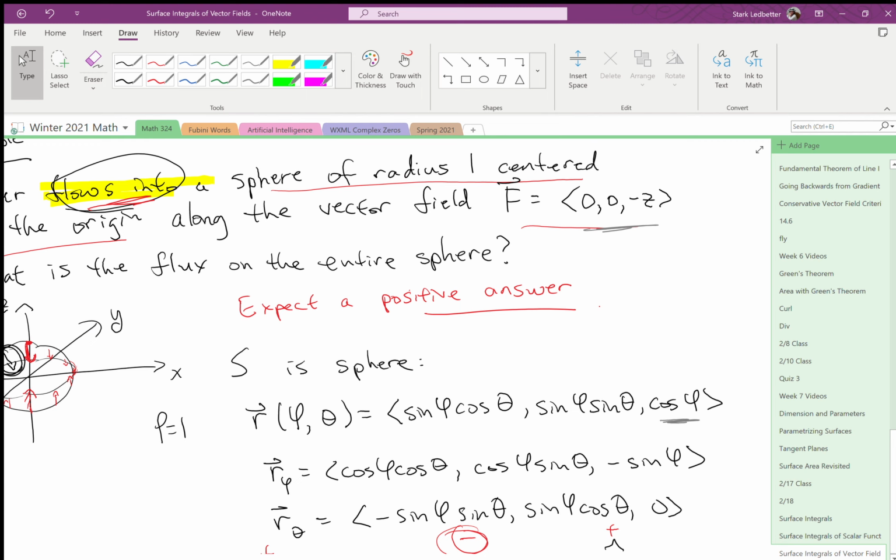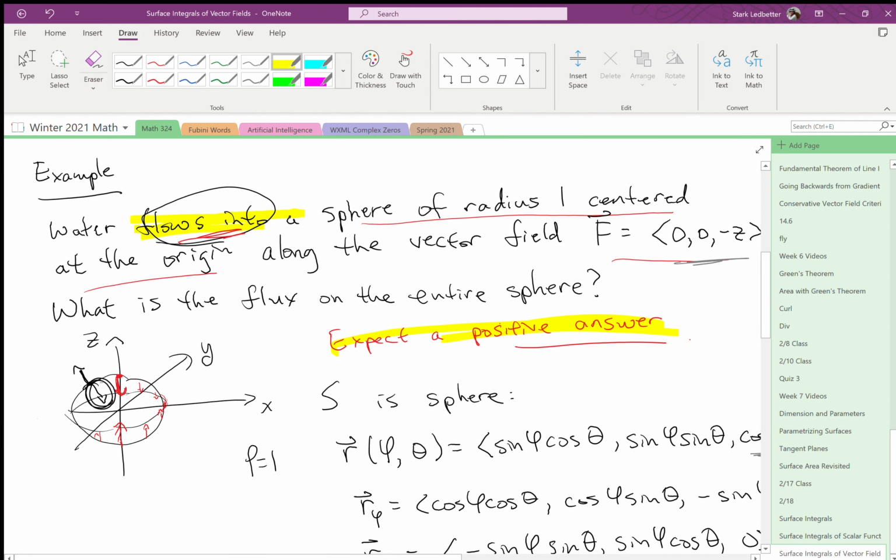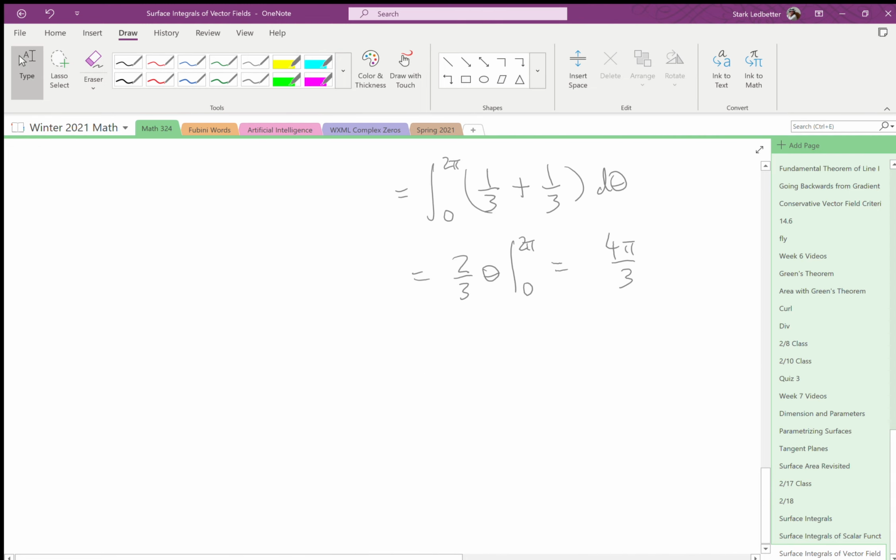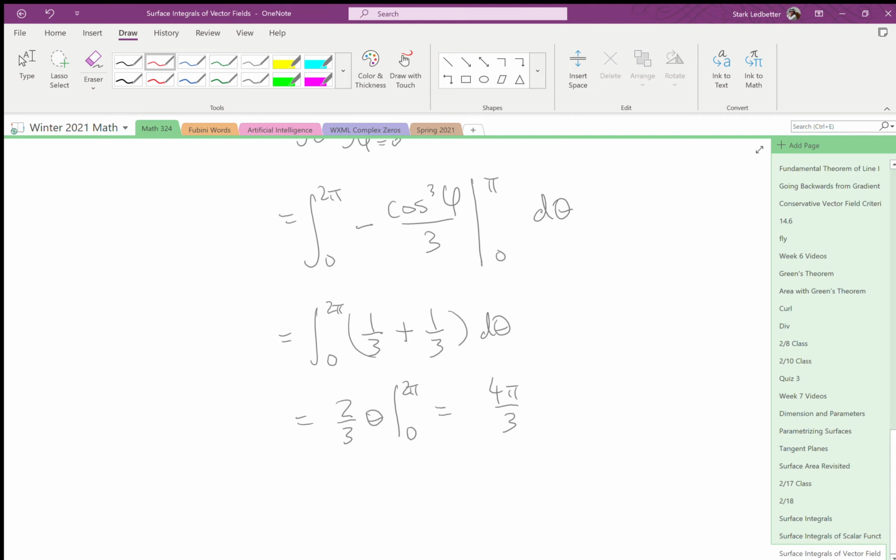So let's just check back with our expectations at the beginning. We said we expected a positive answer because when we drew the picture, the water seemed to be flowing into the sphere as we wanted. And we did. We got a positive answer. If you were actually doing physics or something, you might be thinking about the rate of time at which the flow happens. But this is the answer to this problem as worded.